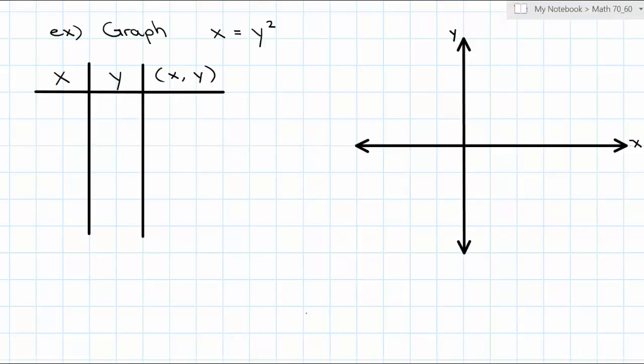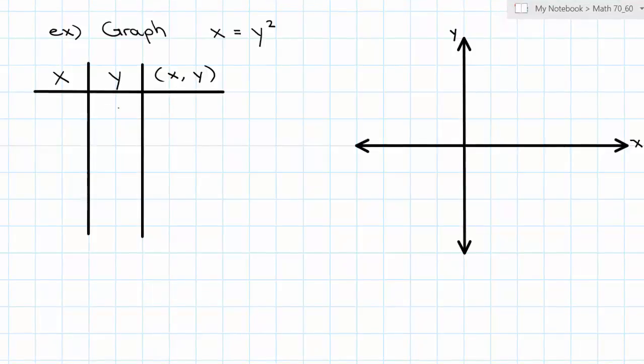For our first example, we're going to graph x equal to y squared. Since this equation is solved for x, we're going to choose values for the y. I'm going to start off with choosing negative 2 for y, then negative 1, 0, 1, 2. Now let's substitute these values for y and see what we get for x. X is equal to negative 2 squared, which is equal to 4. So our first ordered pair is going to be 4 comma negative 2.